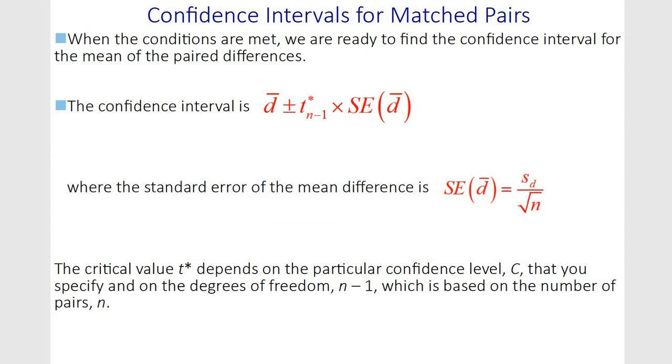All right, for our confidence intervals, we can just use this formula, and this is our standard error. And the critical value t depends on your confidence level and your n-1 degrees of freedom and n pairs.